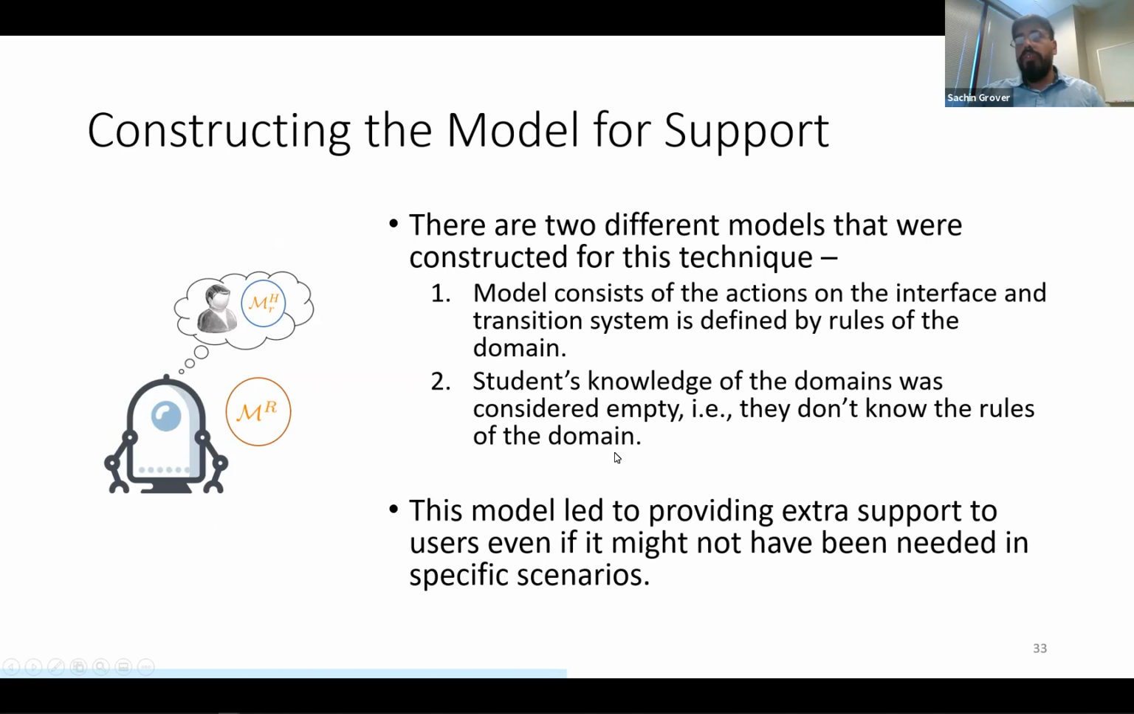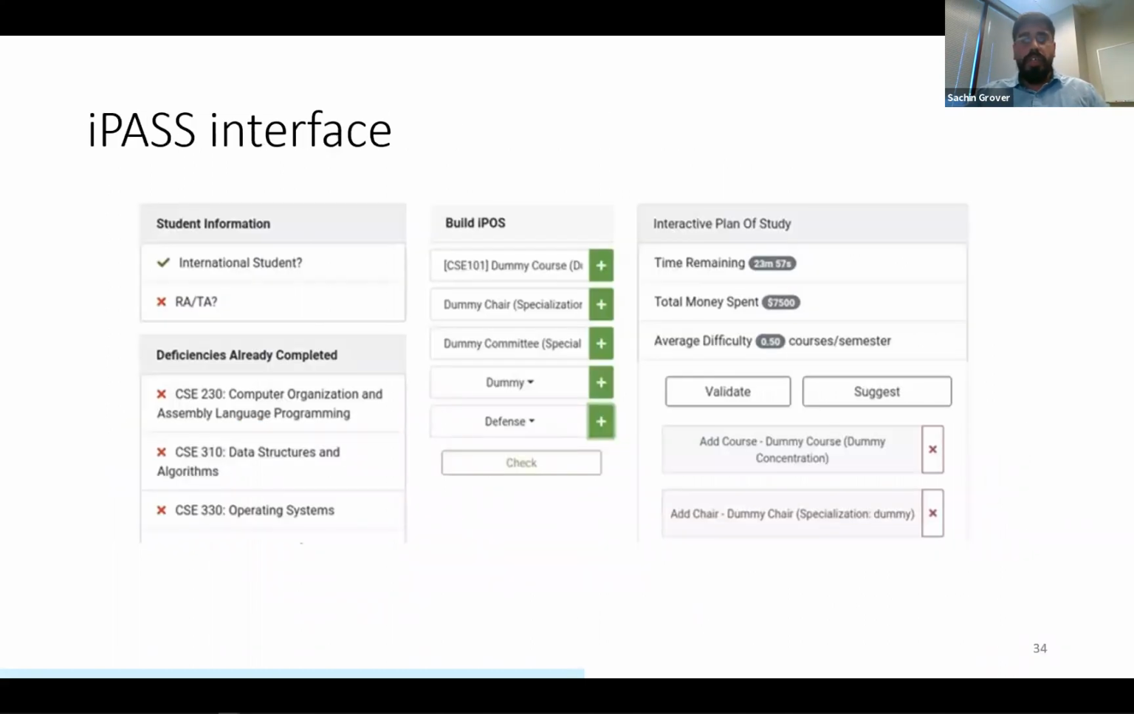a new model, where the first model was MR, where the robot model consisted of how the student can interact with the interface. I'll talk about the interface next, but just to distinguish, MHR was the student's knowledge of the domain. Basically, they were the rules that the student might understand. Since we were trying to use this system for providing support to the human, we assumed that this model was completely empty and the human didn't understand. In that case, the robot might end up explaining more than is needed. But even then, it would essentially ensure that all the rules that are required are properly followed. We constructed these models, and basically we evaluated the effectiveness through the user study.